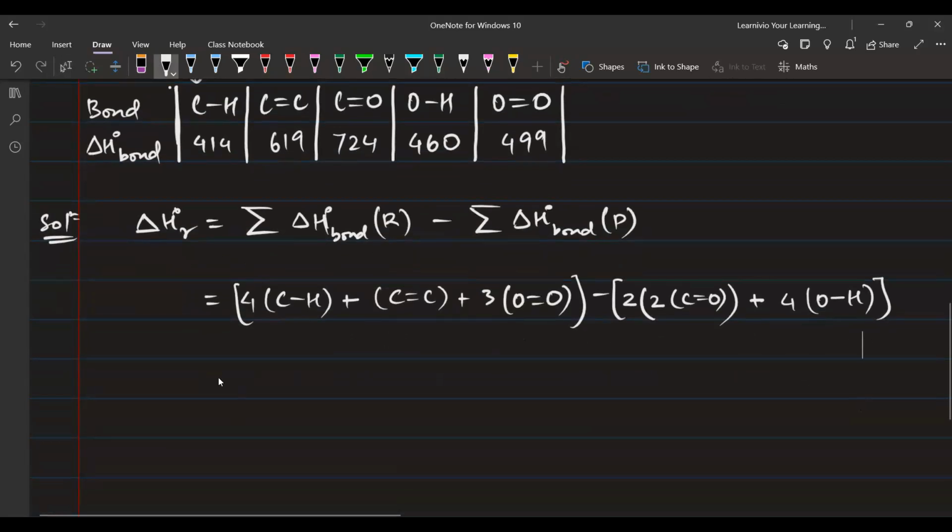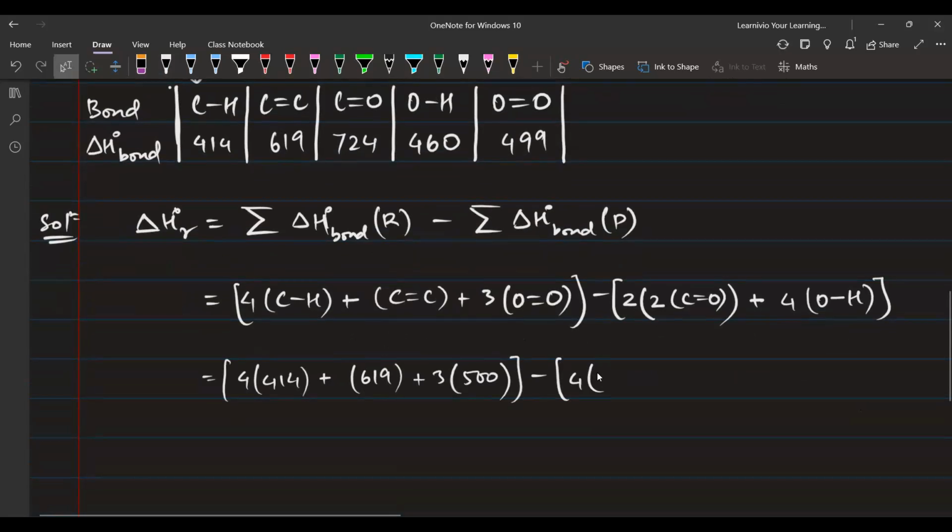Okay, now we are going to plug in the values. This will be 4 into what? What is the C-H? 414, plus C double bond C has a value of 619, plus 3 into O double bond is 499. I'm writing 500 for fast calculations. Here, 4 into C double bond O is how much? 724, plus 4 into OH bond is 460. Can you calculate this value? Yes, sir.